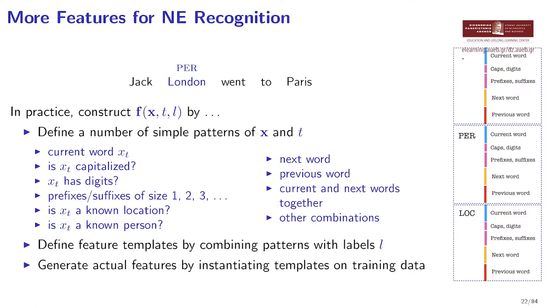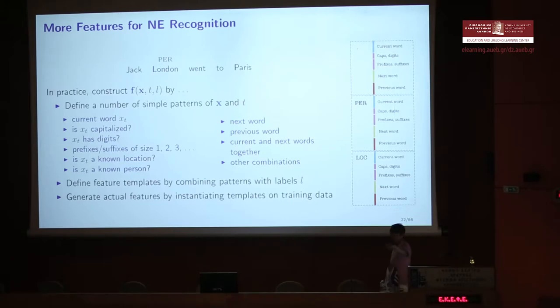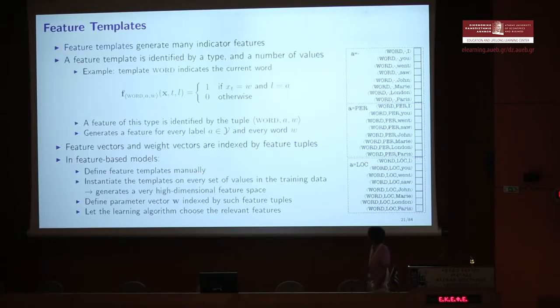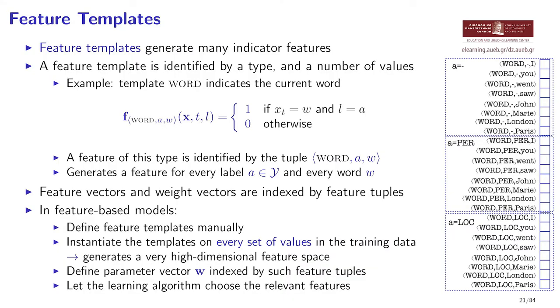Questions about this? Yes? Can you please move to the previous slide? Previous? Yes. Do you aggregate the instances, or is it a count, or is it one or not? Aggregate over what? Every time you see it in the training set. No. When I say this, it's just to define what the dimensions are. Then for a specific instance, let's say this instance.